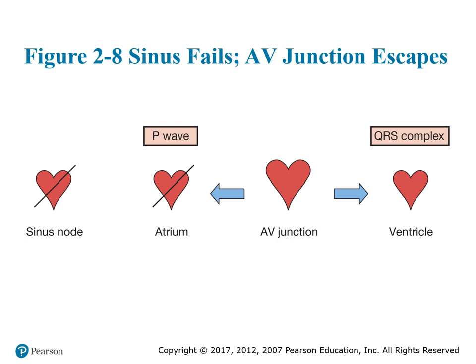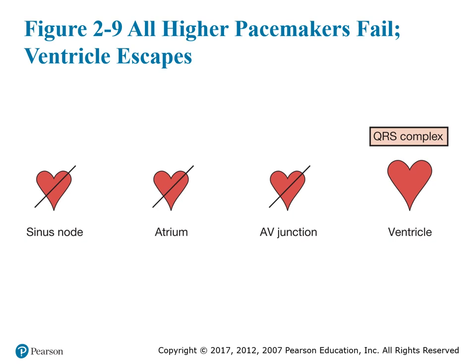So your AV junction sends out an impulse, then it goes backwards, then it goes forward, because now your AV junction has to tell your atriums to contract in order for your ventricles to go through. So if the impulse comes from the AV junction, it goes backwards, then it goes forward. So what if the sinus node fails and the AV junction fails? Well, you're left with your ventricles. There's no atrial contraction because your ventricles are trying to do the work all by themselves.